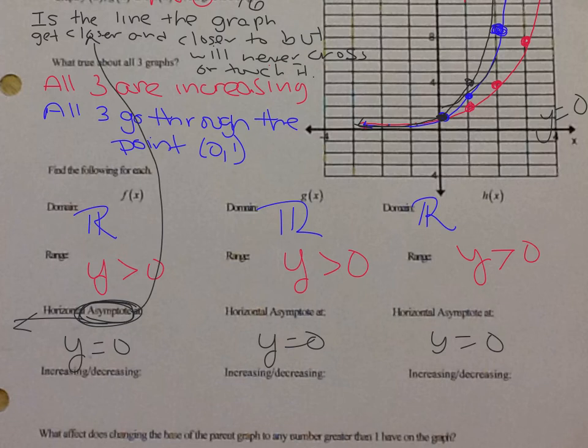Okay, so now let's talk about the next thing, increasing, decreasing. So all three of these functions are increasing. So they're coming from the bottom, and then they just keep going up and up and up. So I'm coming from negative infinity on x, and my graph is going up, up, up, so it's increasing as my x keeps going this way to positive infinity. So for each one of these, it's the same thing. It's increasing from negative infinity to positive infinity.